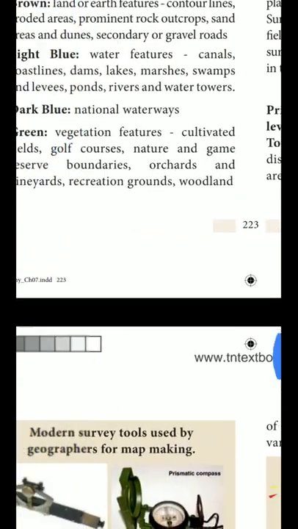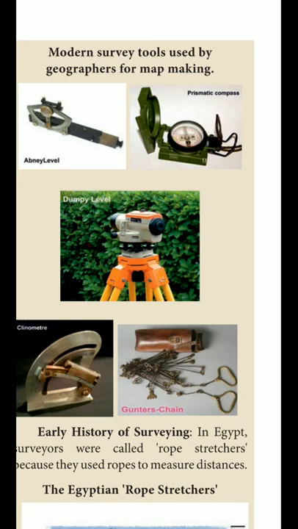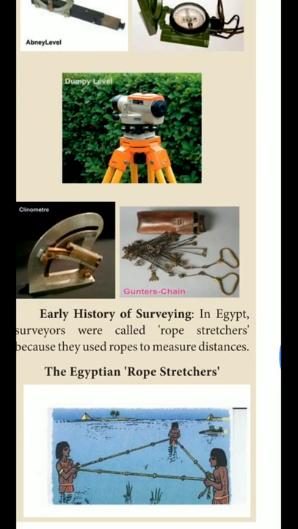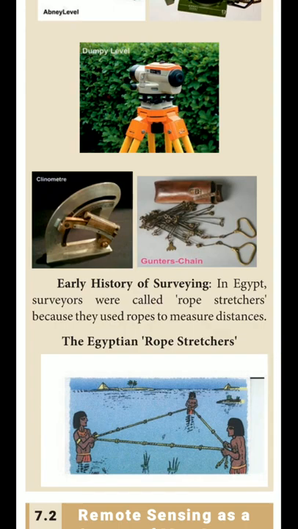Next one is, you can see in this picture clearly, modern survey tools used by geographers for map making. Abney level and prismatic compass, this one second, then Dumpy level, this one. For long distances, they will use this third picture. Next, clinometer. Next, Gunter's chain.